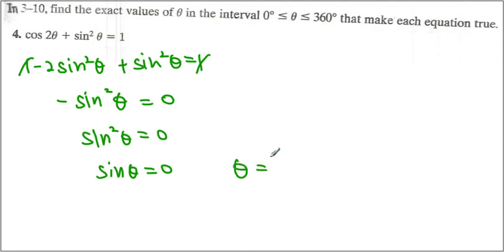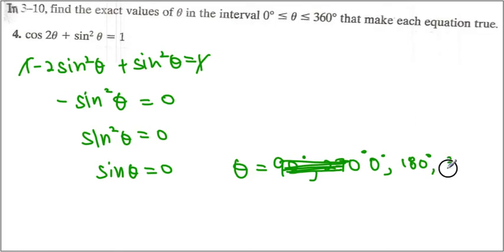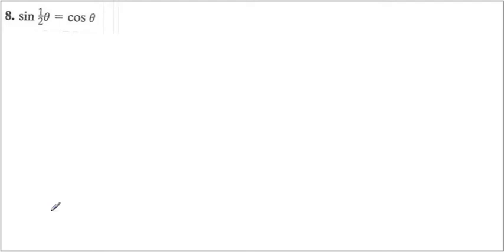What is theta? Theta has to be 90 or 270 degrees. Oh no, my bad. Not 90, sorry. It has to be 0 degrees or 180 degrees. Now, in fact, in this case, since we are including 360, the third answer will be 360 degrees. Alright, let us move on.